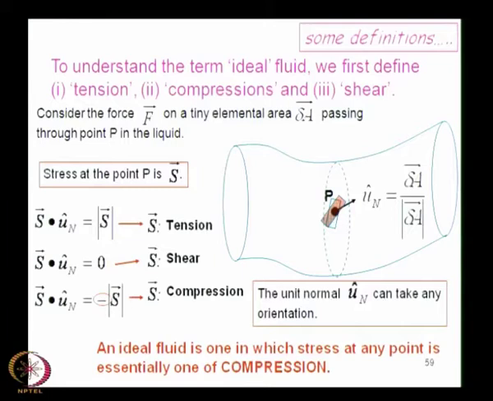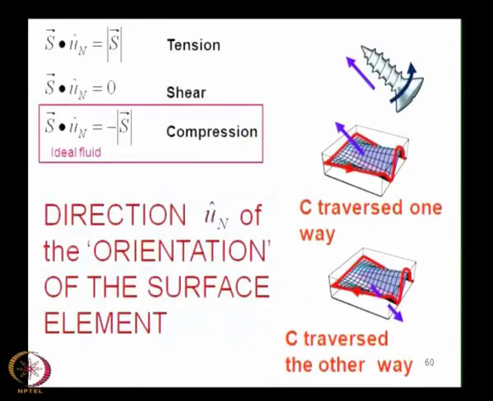We will not deal with non-Newtonian fluids. So now we know what an ideal fluid is. It is one for which the stress is one of compression. The direction u n could be anything, and it is considered in the context of this right hand screw rule, which we have discussed at some length in our last class. So this is just to remind you of that.